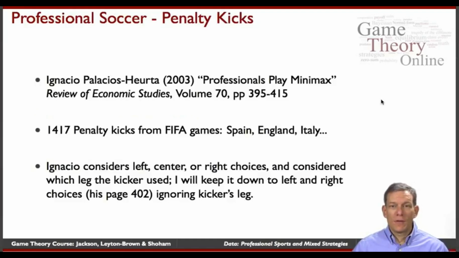And we'll look at some data that was gathered by Ignacio Palacios-Huerta in 2003, where he looked at a whole series of FIFA games that he recorded off of television, different shows. He looked at 1,417 penalty kicks in the Spanish league, England, and Italy, and so forth. So he's looking at high-level soccer and penalty kicks.